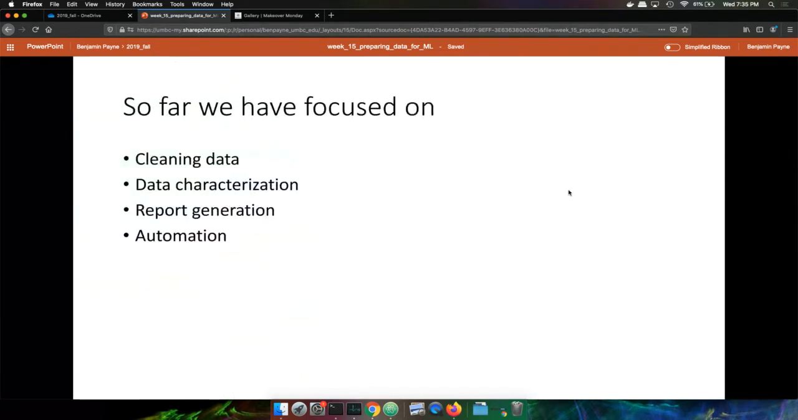So I'm going to tell you why 6.01 will be with you for the rest of your career as a data scientist. All right, so I focused on all the things that were not machine learning, and hopefully you got some value out of those. So cleaning data and data characterization are the bulk of your work.